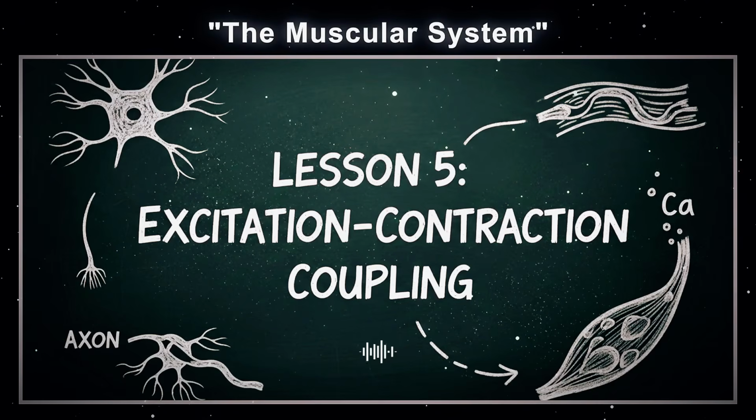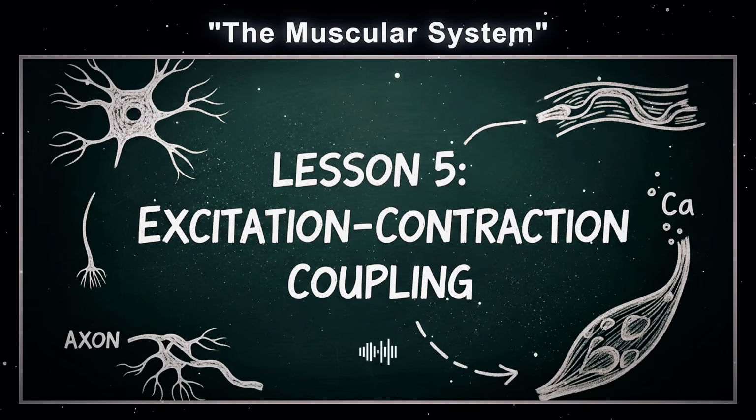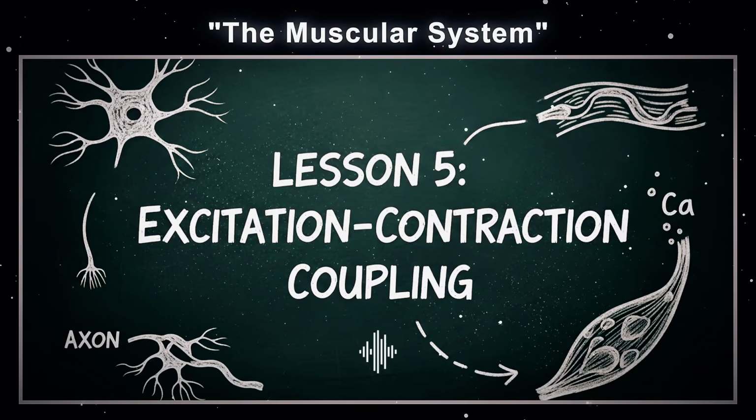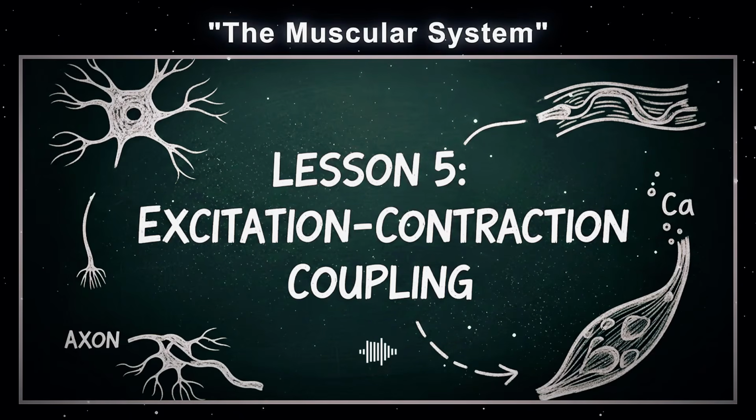This is excitation-contraction coupling. It is the translation of a code. The code of the nervous system is frequency and voltage.